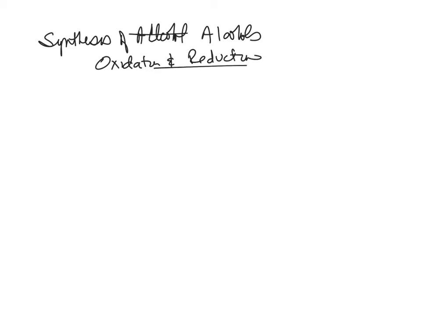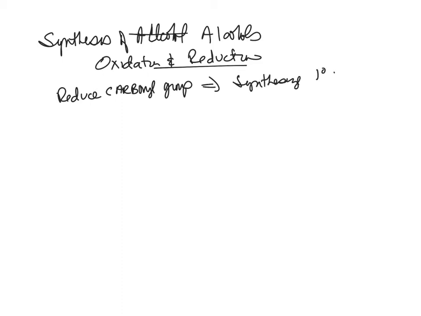And in your chapter, if you reduce carbonyl compounds, the carbonyl group, this is a way to synthesize primary and secondary alcohols. The next POGLs after POGL 15 will be reactions of alcohols. So right now we're just synthesizing alcohols.